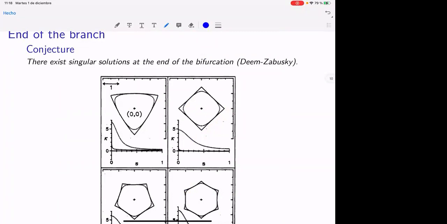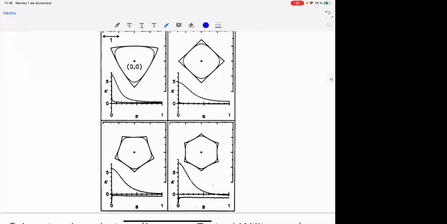the patch develops some kind of singularity in the form of a corner. And the corner is conjectured to be of 90 degrees. This is not dynamical, so this is just simply following the branch along the parameters, and then the branch ends because the patches lose regularity and somehow have these corners. Okay, so these are all also numerical results from the 80s. Okay, but this is still an open problem.